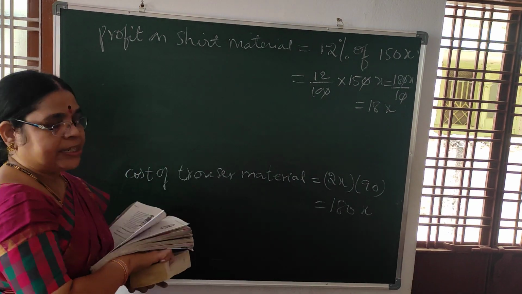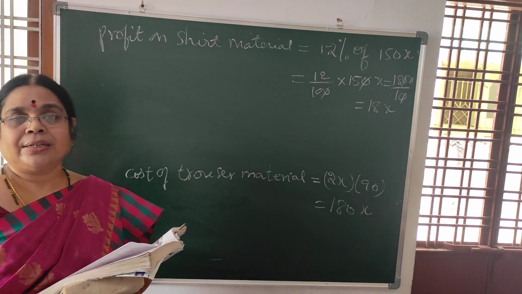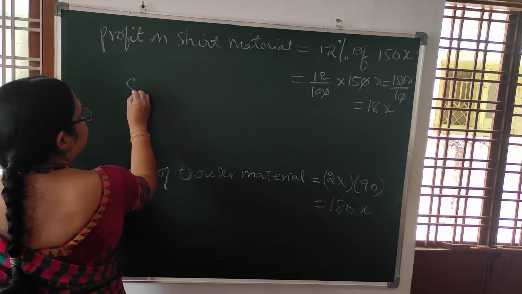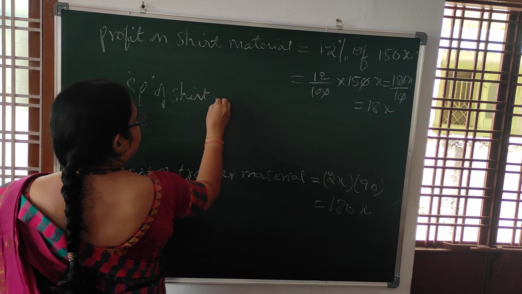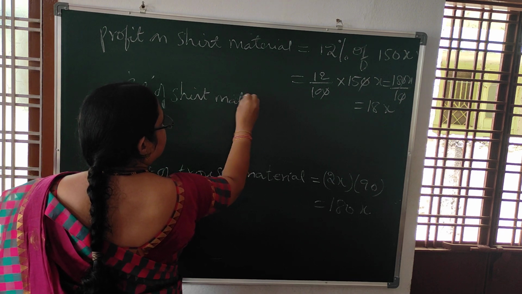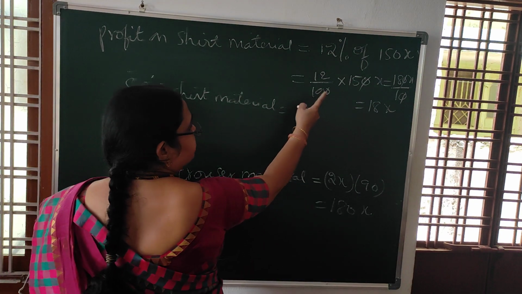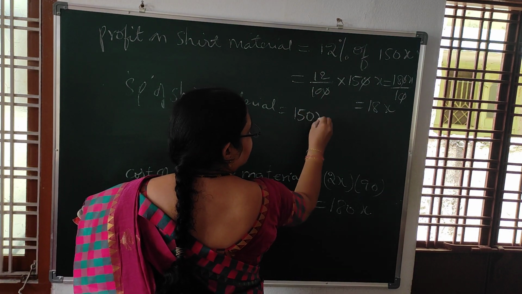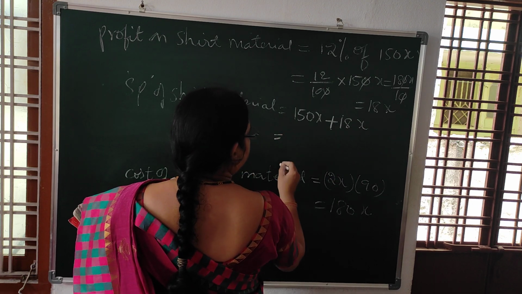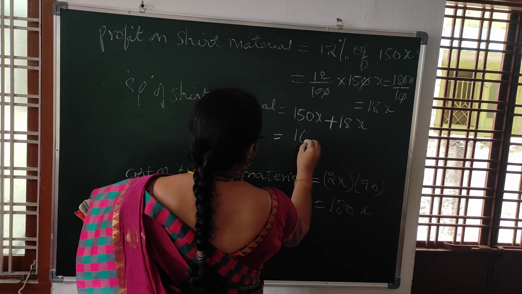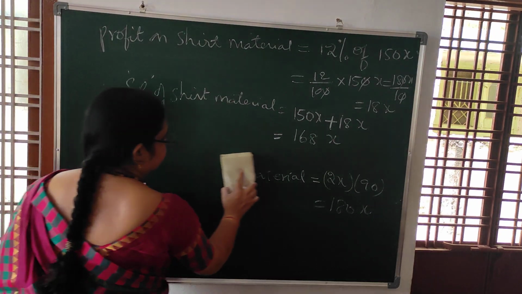Now what is the selling price? Why find the selling price here? Because his total sale is given. So what is the selling price of shirt material? Selling price is cost price plus profit. Cost price is 150x plus profit 18x. This is equal to 168x. This is the selling price of shirt material.